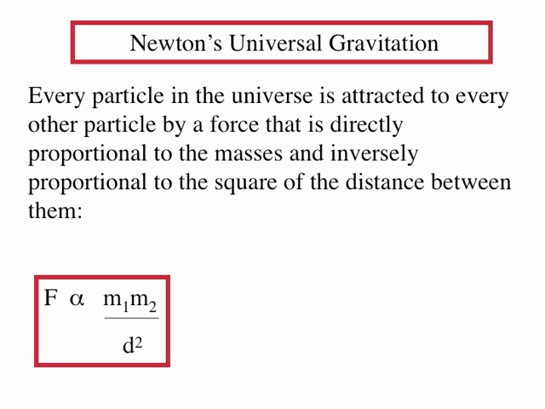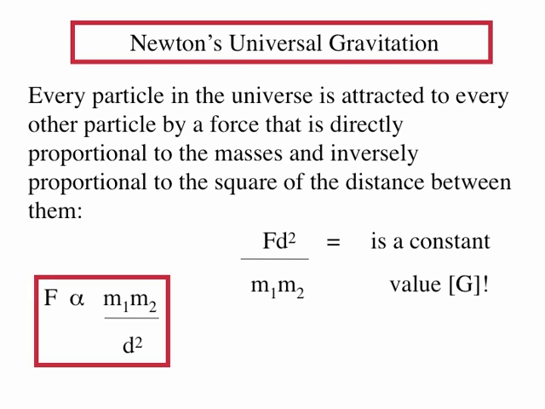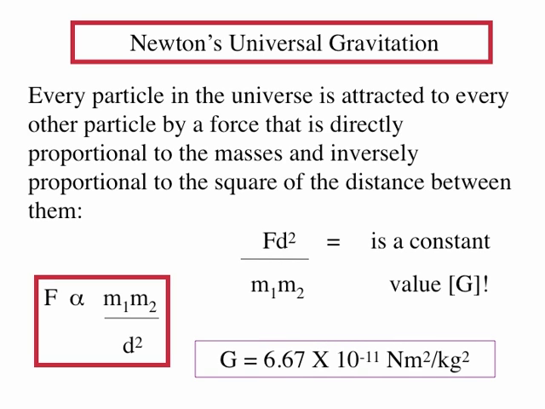Mathematically stated, we would have a statement of proportionality like this. Mathematically, this means that if we take force times the distance between the masses squared, divided by the product of the masses, whatever two masses we're talking about, we will get the same value every time, capital G, which has become known as Newton's universal gravitational constant. Cavendish established this number as 6.67 times 10 to the minus 11th newton meter squared per kilogram squared, and that is a value that would be given to you on tests and quizzes.